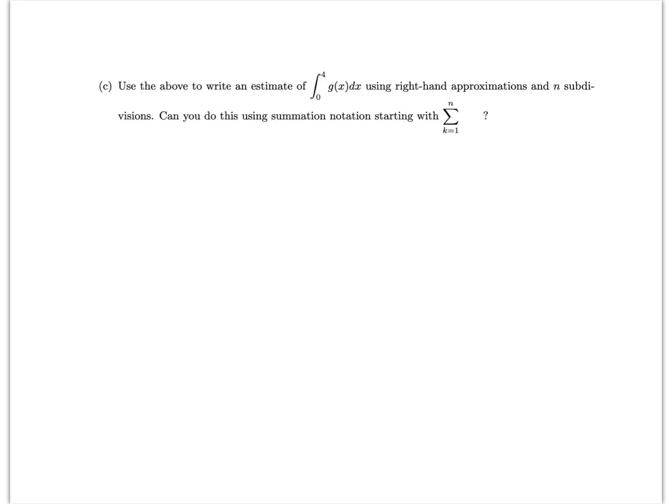Okay, use those heights we just figured out to write an estimate for the integral from 0 to 4 using right-hand approximations and n subdivisions. So my integral from 0 to 4 of g of x dx. All my rectangles have a base of 4 over n. My first rectangle had a height of 4 over n. In my second rectangle, the base is 4 over n and the height is 8 over n.